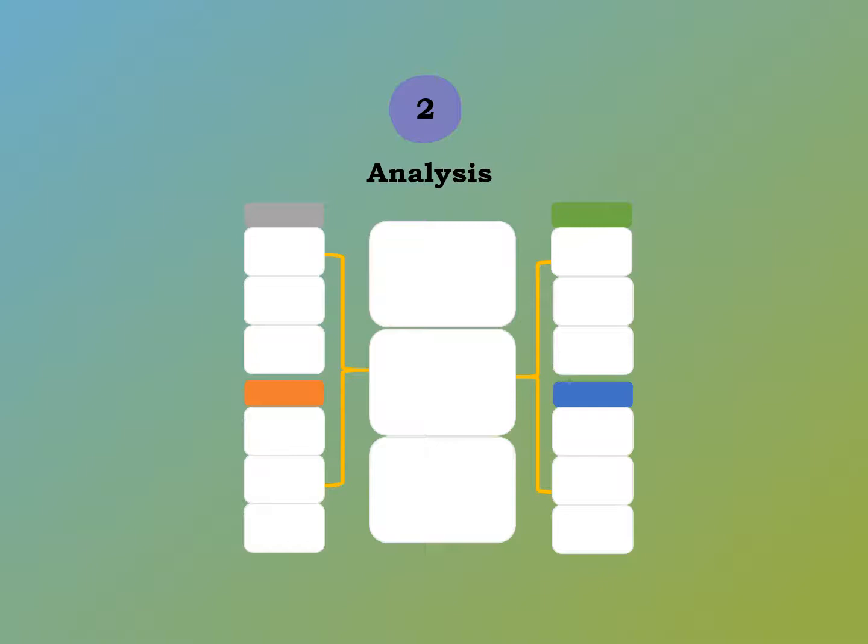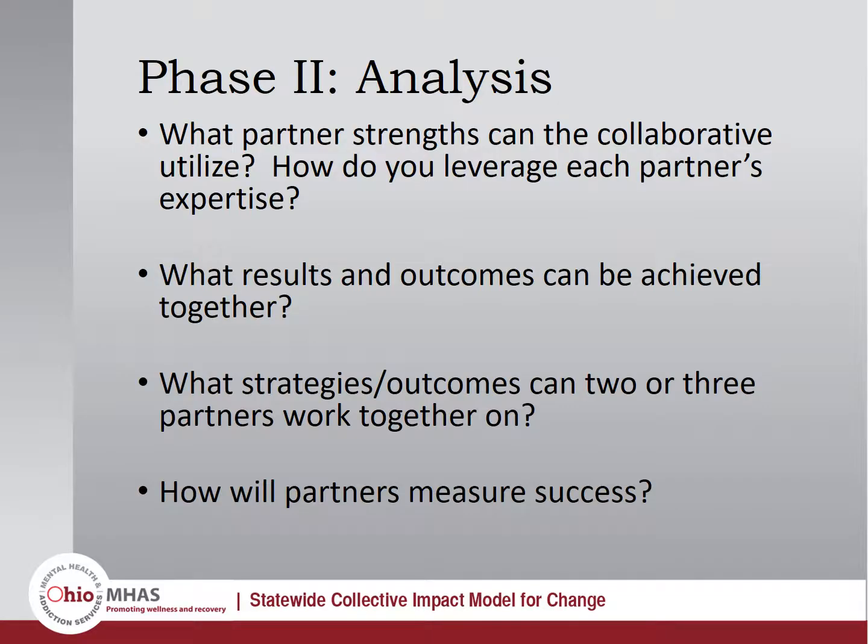Moving into Phase 2, analysis, it's important to ask, what partner strengths can the collaborative utilize? How do you leverage each partner's expertise? What results and outcomes can be achieved together? What strategies or outcomes can 2 or 3 partners work on together? And how will partners measure success?